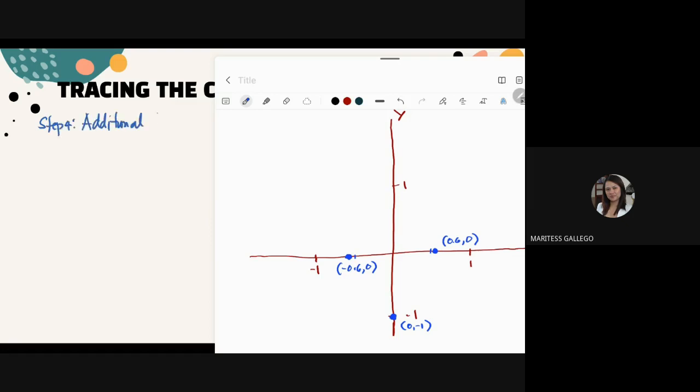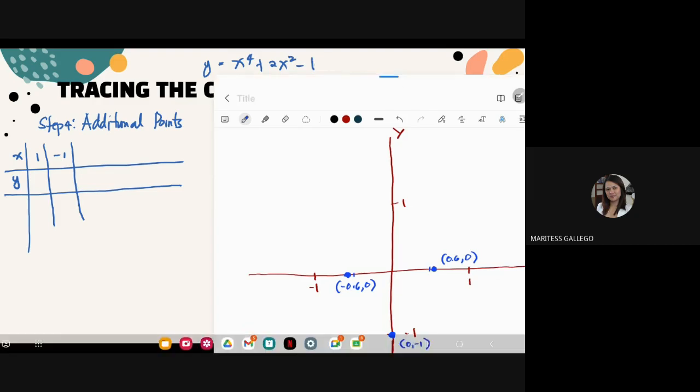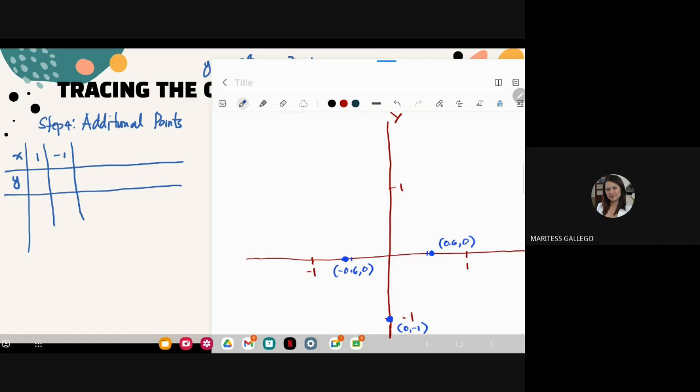Additional points. So, it's up to you kung anong gagamitin nyo na values ng x para makita natin ulit, matrace natin kung ano yung curve natin. Okay, so anong gusto nyong value? So, 1 na lang. 1 and negative 1. Okay, so let's say 1. Will you please check the value of y pag x is 1 and then negative 1. Yung y natin is y equals x raised to 4 plus 2x squared minus 1. Paki-check. Substitute nyo nga muna. Ano yung value ni y pag x is 1.